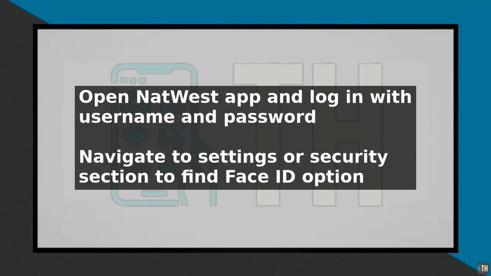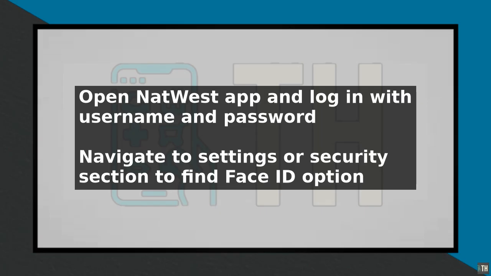To enable Face ID on the NatWest app, you will need to have a compatible device with Face ID capabilities and the latest version of the NatWest app installed. Start by opening the NatWest app on your device and logging in with your username and password. Once you are logged in, navigate to the Settings or Security section of the app.